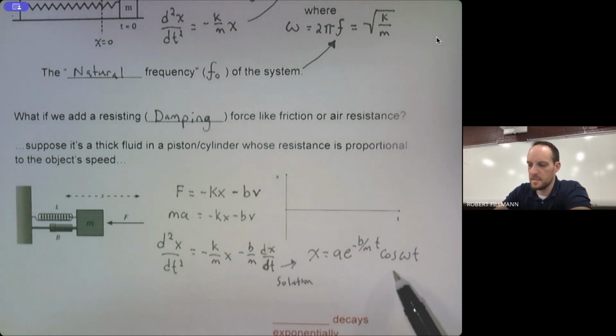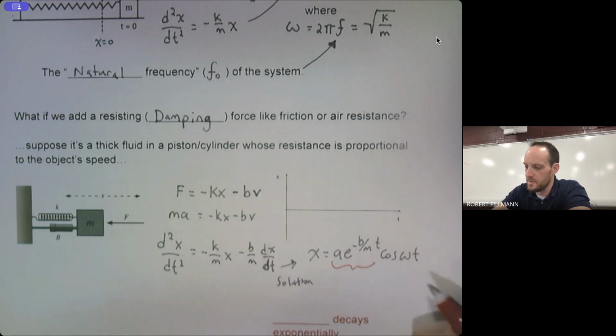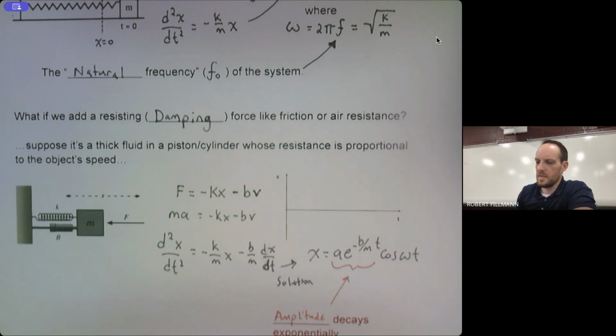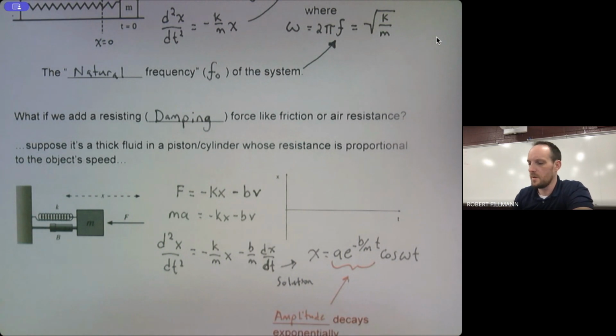The thing's still going to oscillate with damping, but as it oscillates, here's the amplitude, and this whole term right here, A, and this exponential term, this is the amplitude. Let me write that down here. Amplitude is this term right here. And the amplitude has an exponential decay term in it. As time gets bigger, this thing is going to begin to shrink towards zero.